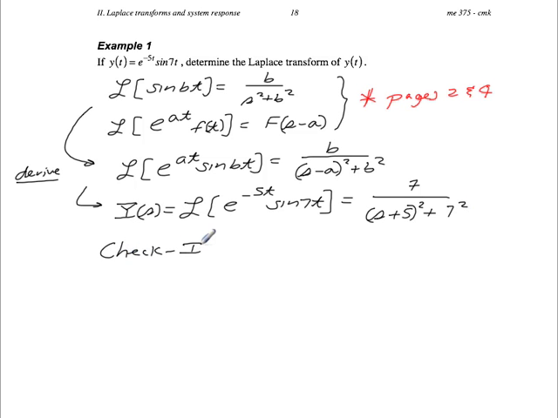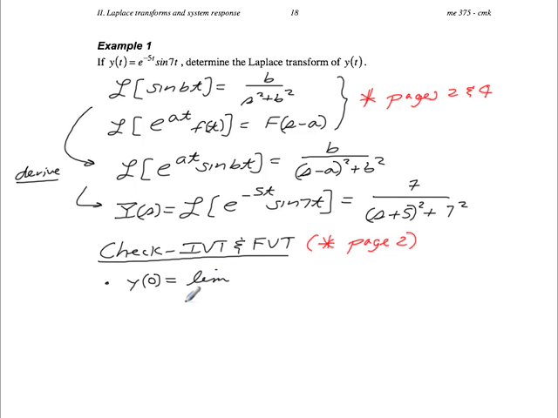Let's check our algebra here, making sure that what we have abides by the initial value and final value that we know. So again, this is an important thing to remember. It's a result there on page 2 of the notes. So we'll check the initial value for y. We know what it is. Let's make sure that our Laplace transform gives us that.